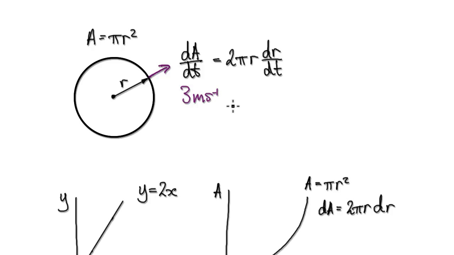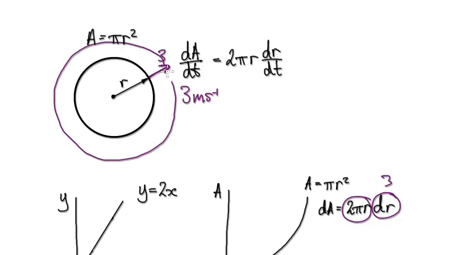Let's just consider for every second. So we are considering after 1 second. Well, after 1 second it has grown by 3 meters. So this will be 3, and then combine it with this, and then that will then give us dA.